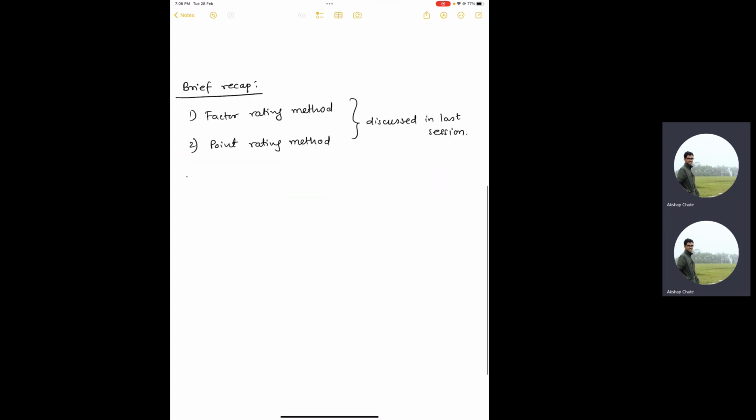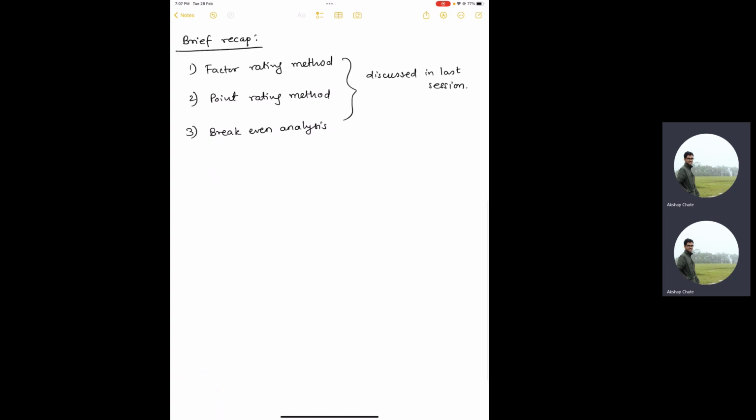After that, there are 2 or 3 methods. One more was discussed: break even analysis. So these 3 were discussed in the last session. After that, we'll discuss 3 more during this week's content.